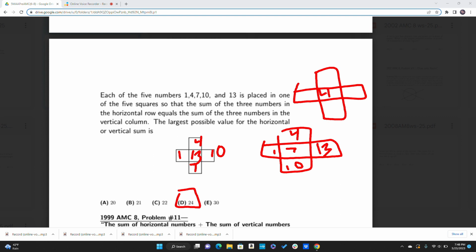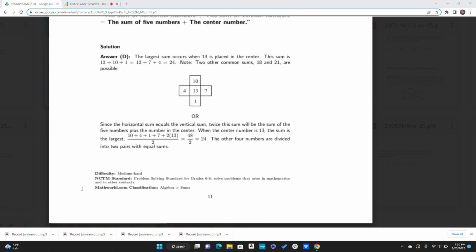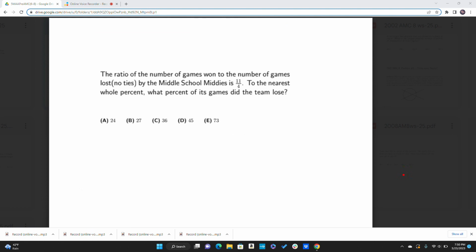What about when 4's in the middle? 4's in the middle, then we've got, I don't think that works, right? Nothing in the middle, the other two won't add up. Okay, so that doesn't work. Okay, what about 1 in the middle? If 1's in the middle, then we've got 7 and 10 and 4 and 13. That adds up to 18. That's not enough. 24 is our answer, and none of the other choices work because we accounted for them.